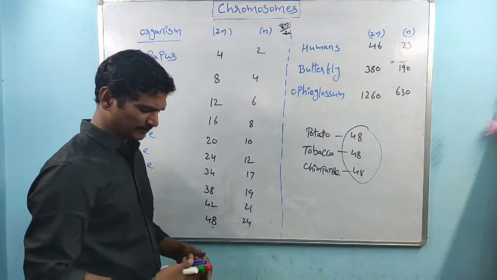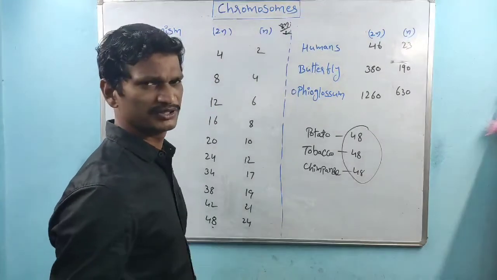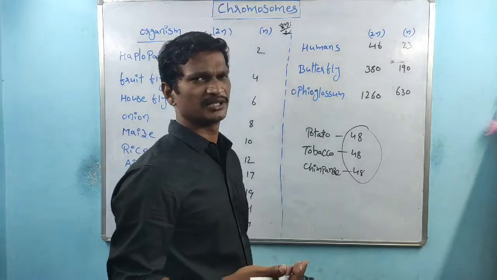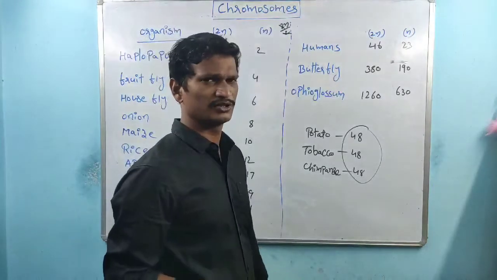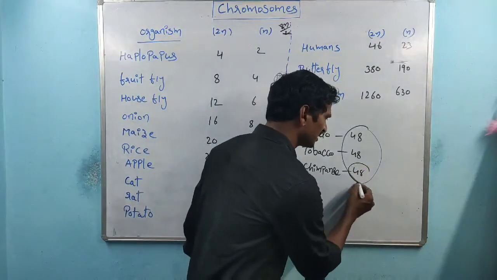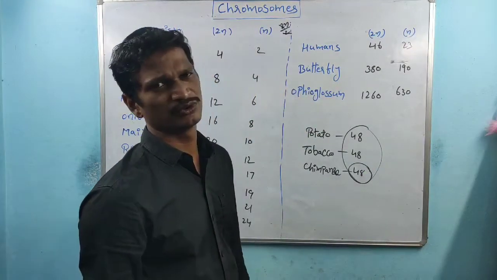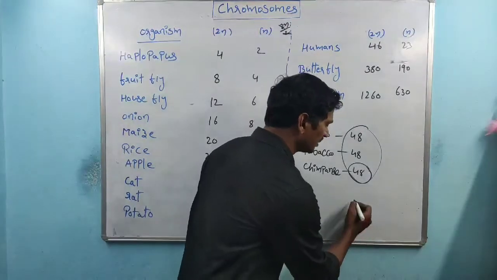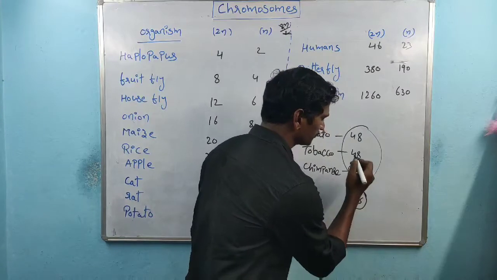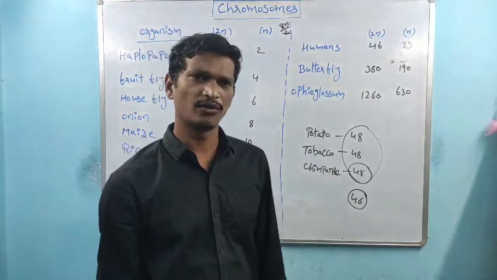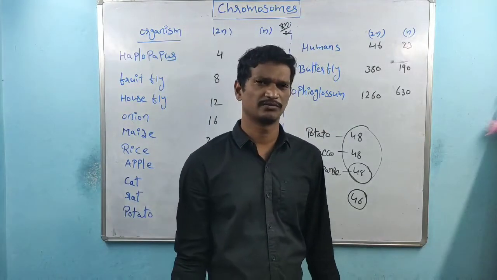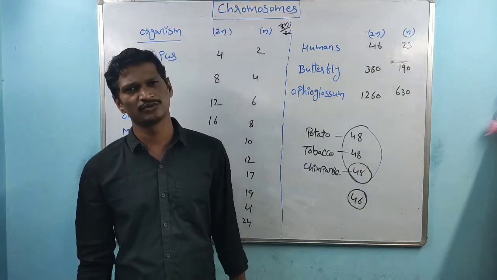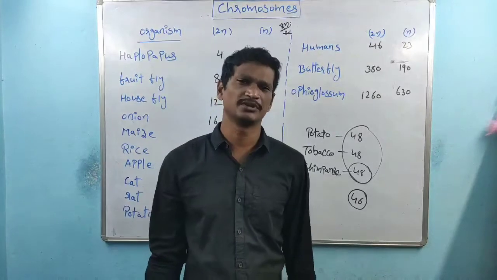See, another point here. We evolved from chimpanzees. We know about the human evolution process. See, apes are there, right? The chimpanzees. We evolved from the chimpanzees. Chimpanzees contain 48 chromosomes, but we contain 46 chromosomes. How did we evolve from chimpanzees? We have 46 chromosomes, but chimpanzees have 48. Then how did we evolve from chimpanzees?